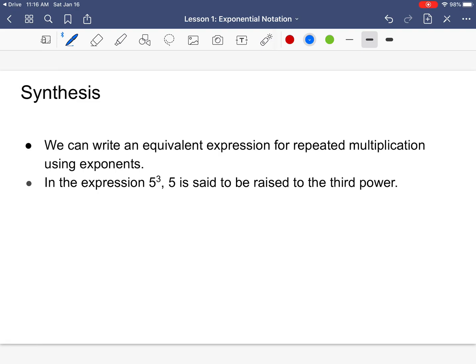So to summarize today's lesson, we can write an equivalent expression for repeated multiplication using exponents. So instead of saying, for example, 3 times 3 times 3 times 3 times 3, we could write an equivalent expression with exponents. The base is 3, it's multiplied 5 times, 3 to the power of 5. And in the expression 5 cubed, 5 is said to be raised to the third power. And we can say 5 to the third power or 5 to the power of 3.